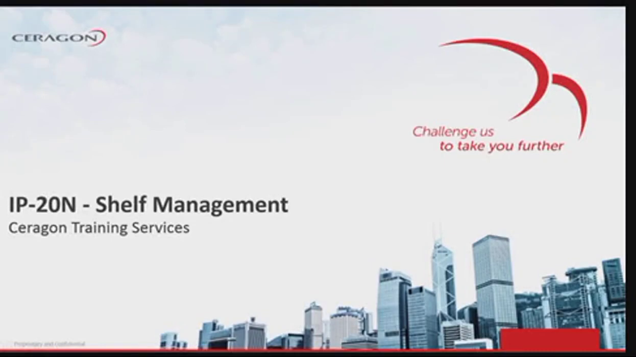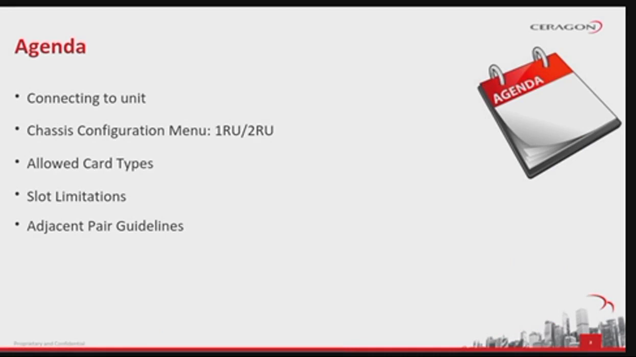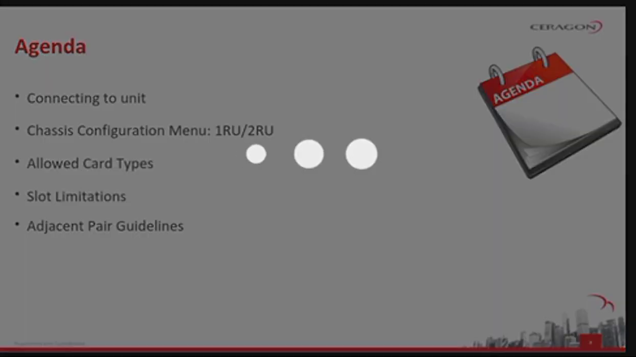This module covers the fiber IP-20N shelf management. The agenda of this module covers the following topics. Connecting to the unit. Chassis configuration menu, 1 rack unit version and 2 rack unit version. Allowed card types. Slot limitations and adjacent pair guidelines.